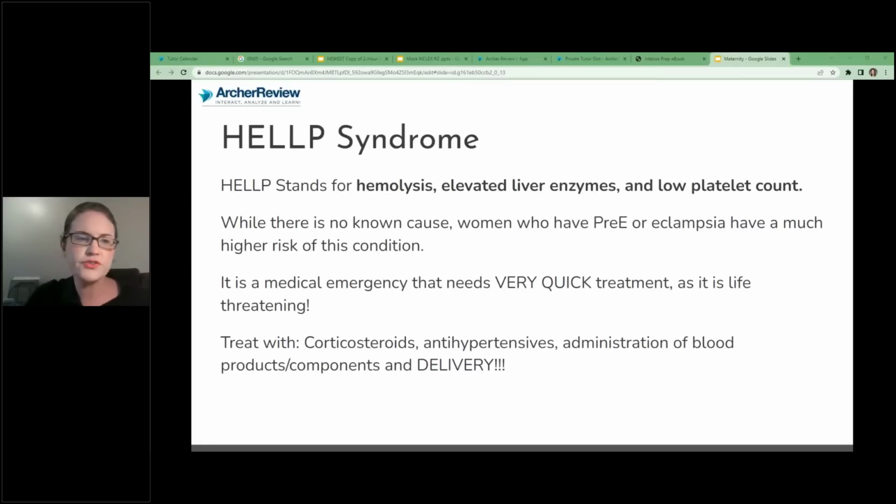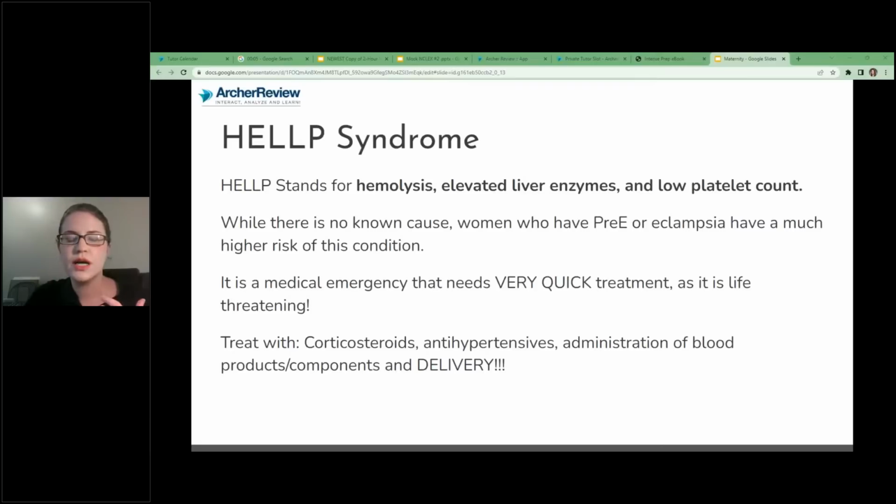While there's no known cause for this, we do know that people who have preeclampsia and eclampsia are at a much higher risk for this condition. And truly, it is a medical emergency. It needs immediate treatment as it's life-threatening. 25% of women who get this will not live. It's deadly. So what are the symptoms?